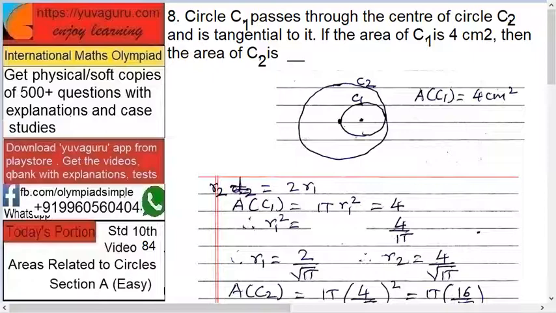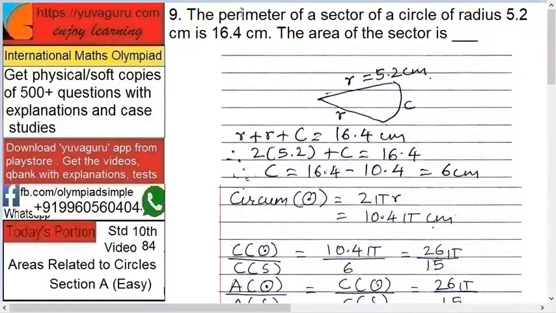Of C2. Okay. Next, the perimeter of a sector of a circle of radius 5.2 centimeters is 16.4. Then the area of the sector is here. What is given? The radius is given as 5.2, and the perimeter of this whole sector means starting from this center to this full area. This is known as a sector.